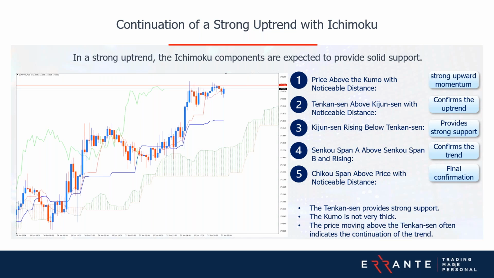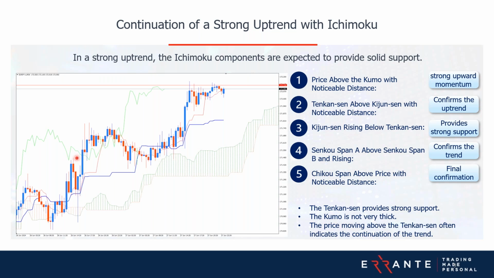It's important to note the Tenkan-sen provides a reliable support level during a strong uptrend. So if the price pulls back to the Tenkan-sen and bounces off, it confirms the continuation of the trend, like what happens here. For example, at this candle, you see this is a very long lower shadow, but the price has not succeeded to close below the Tenkan-sen. We consider it as a pullback to this very strong support level.